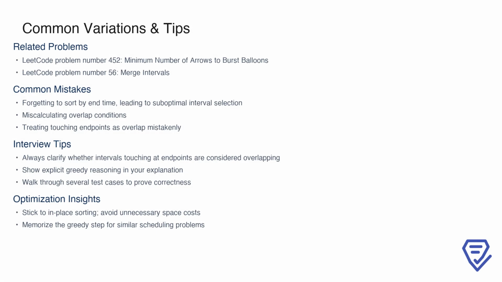When preparing for LeetCode problem number 435 and similar interval questions, keep these tips in mind. Problems like minimum number of arrows to burst balloons and merge intervals share the greedy structure. Common mistakes include sorting intervals incorrectly and misunderstanding when overlaps occur, especially with endpoints touching. In interviews, always clarify with the interviewer how overlaps are defined and step through your chosen approach, including edge and tricky cases. Sticking to in-place operations helps optimize space, and remembering the greedy paradigm is crucial for interval scheduling questions.